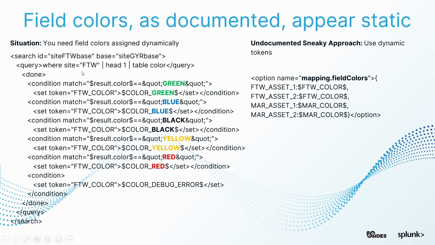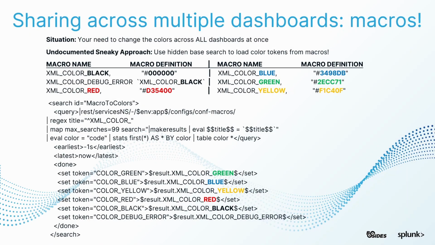So if, in this case, the result.color for Fort Worth is green, we're going to set Fort Worth color to green. If it's blue, you're going to set it to blue, and so on. And if you accidentally make a mistake, we're going to set it to the debug color. So if we ever see this funky color show up, we're like, oh, there's a bug in our dashboard. That color is never used anywhere else. So this is super, super flexible, but it gets even better than that.